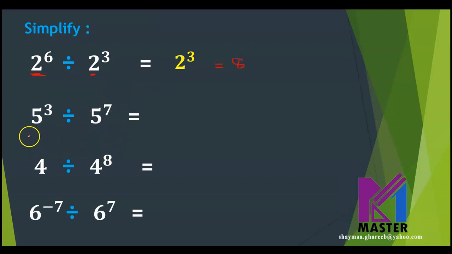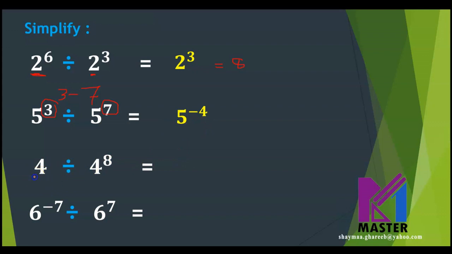Now let's see the following examples. 5 to the power of 3 divided by 5 to the power of 7. I'm going to subtract, and remember we said the first power minus the second power, which means 3 minus 7. So we are going to keep the base number as it is, which is 5, and the power will be 3 minus 7, which is negative 4. So the answer will be 5 to the power of negative 4.